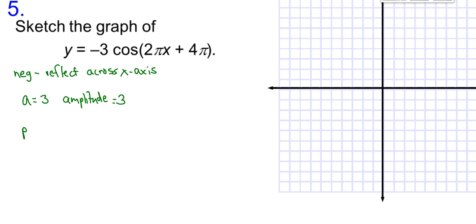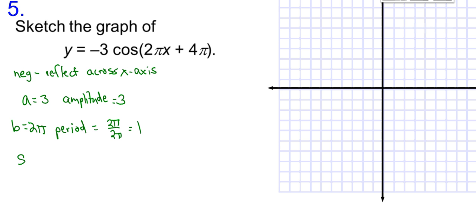And then B is 2 pi. So that's a little unusual. It's not just an integer, it has pi in it. So our period is going to be 2 pi divided by 2 pi, which is 1. So that's kind of unique. And then think about the fact that we want to divide that period into 4 cubby holes. So I think each marking on the axis is only going to be 1/4. So 1/4, 1/4, 1/4, 1/4 will give me 1.